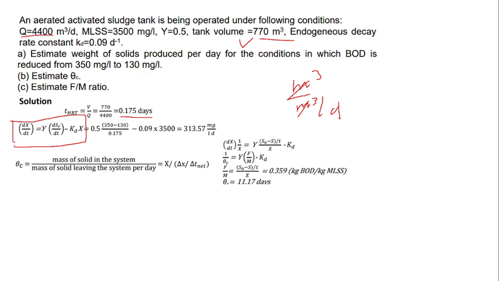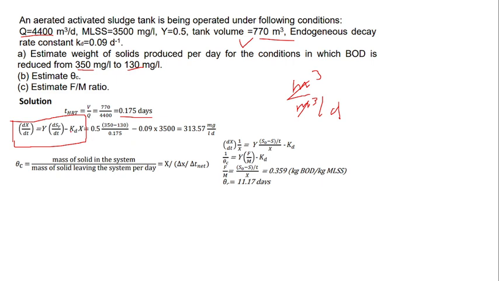Okay. dX/dt is equal to Y into dSr/dt minus Kd X. So Y is already given, Y is 0.5. dSr/dt: the change in the amount of substrate concentration is mentioned already, which is 350 to 130. So 350 minus 130, and the time taken is obtained, which is 0.175 days.